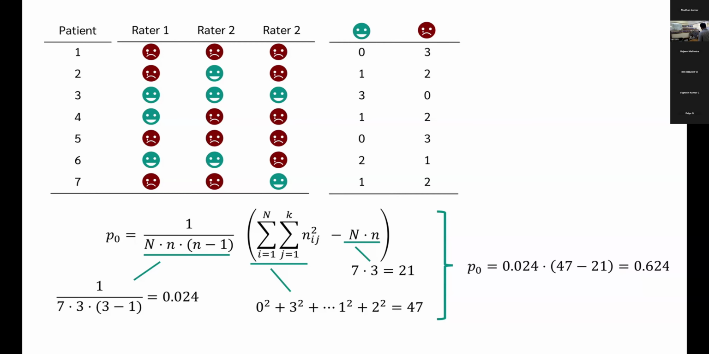So weightage is when you're actually attributing for partial agreement. But in this, there is no partial agreement. It's a pure dichotomy.